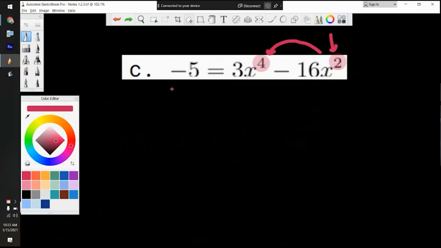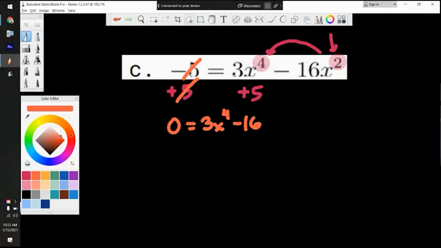Okay. So first thing we're going to do is add 5 to both sides. So cancel, cancel, and then you're going to be left with 0 is equal to 3x to the 4th minus 16x squared plus 5. Okay, it's still a quadratic equation, but it has to be set equal to 0 in order to solve it.